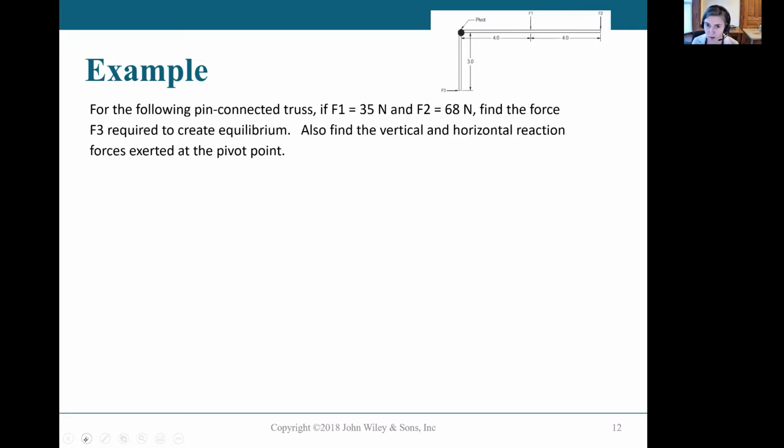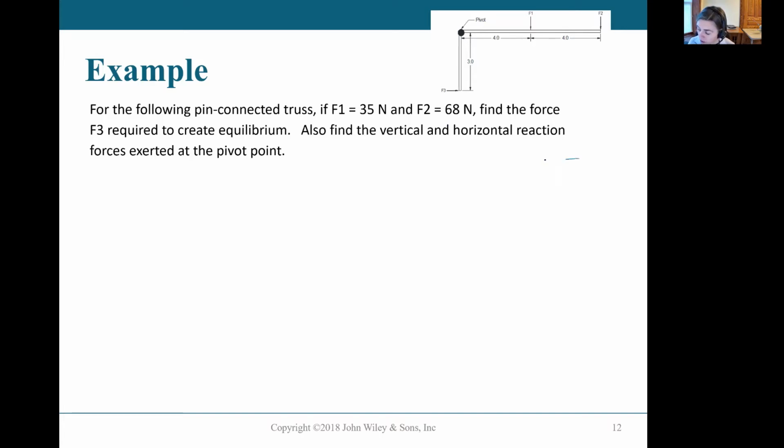Okay, so up in the corner here, we have this picture where we've got a pin-connected truss. You can see the pivot point there, and you can see the values of some of the forces. So it says if F1 is 35 newtons and F2 is 68 newtons, find the force F3 required to create equilibrium. Also find the vertical and horizontal reaction forces exerted at the pivot point.